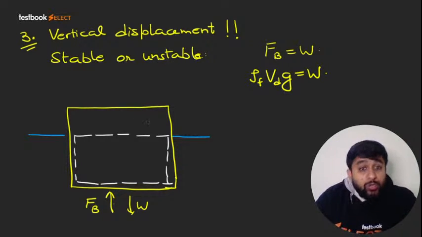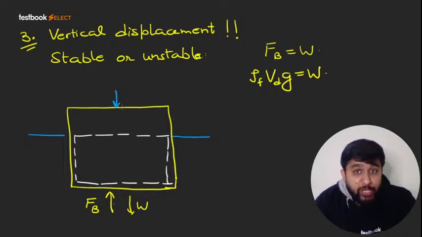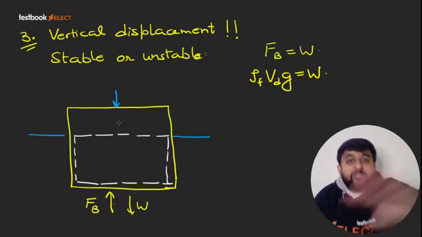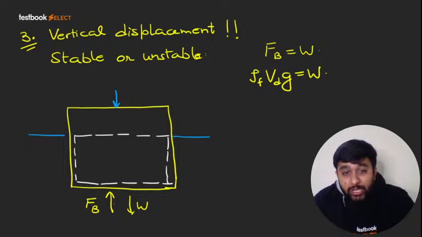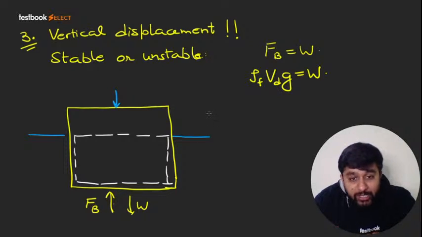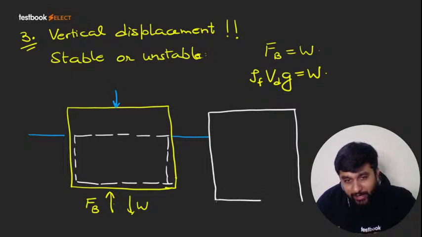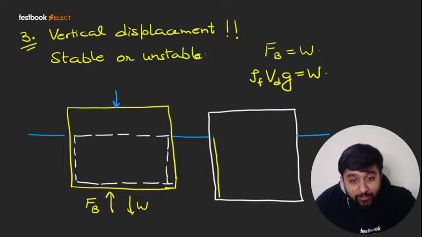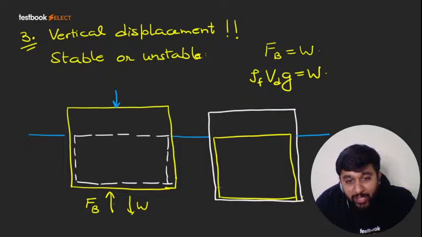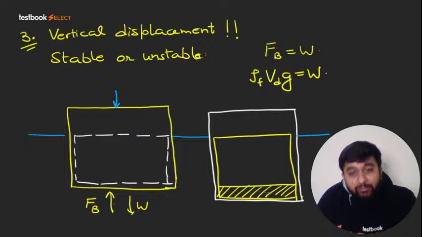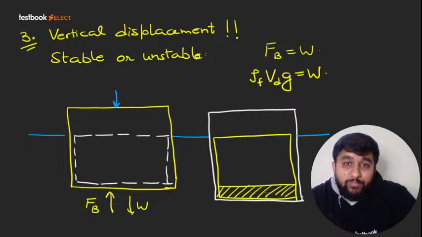Now what you do, you give a small displacement to the body in the downward direction and then release the body. So right now the body is in this position, slightly downwards. Now check the volume of displaced fluid. The volume of displaced fluid will be this much. And I think the volume of displaced fluid has increased.